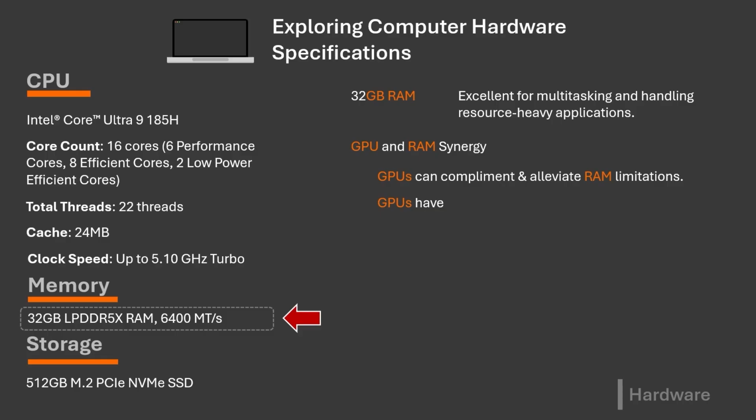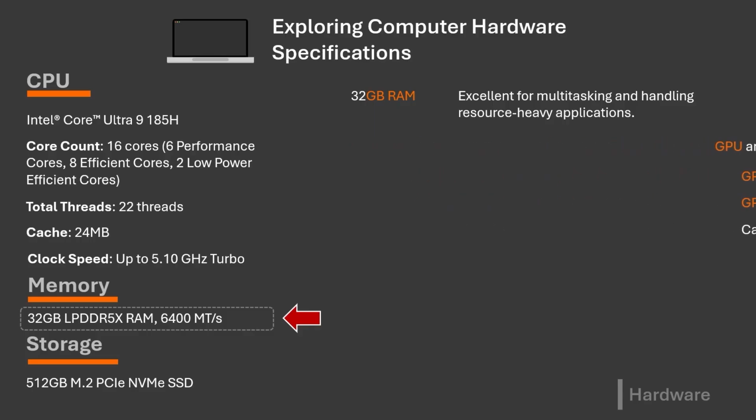It is also important to note that GPUs can complement and in some cases alleviate RAM limitations. Modern GPUs have their own dedicated memory or VRAM, which handles graphics-related tasks. But beyond graphics, GPUs are also crucial for artificial intelligence tasks, particularly deep learning. The GPU's ability to handle parallel computations and its dedicated memory mean that it can take on a significant portion of the processing burden, reducing the need for excess amounts of system RAM in certain scenarios. Let's move on to the next spec.